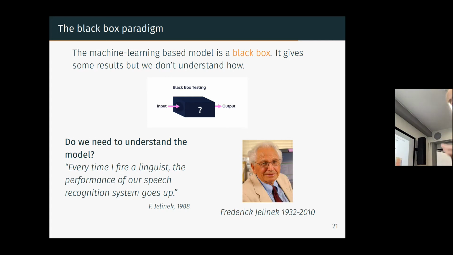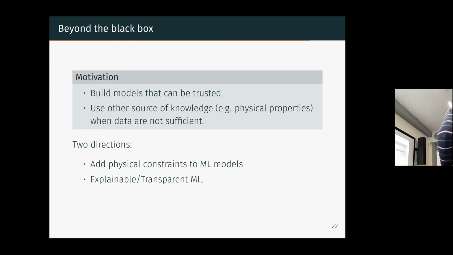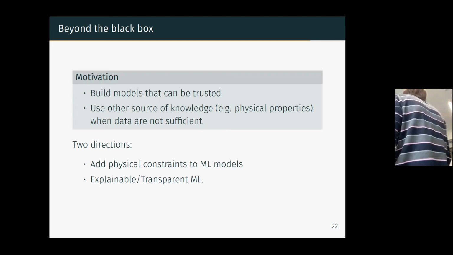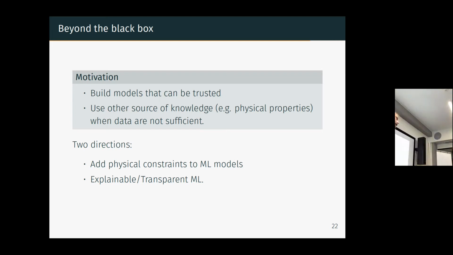But of course, I don't fully agree with this. There are some reasons to understand what machine learning does. The first reason is that you need machine learning to give you results that can be trusted. You train on some data set, but then you need to trust your machine learning to do things. And it can be very important, actually.